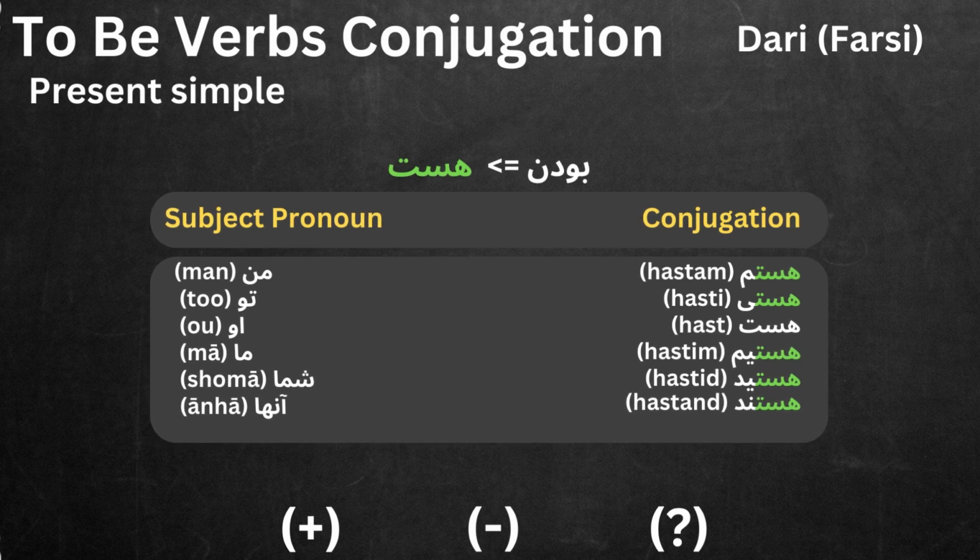In this video we are going to study to be verb conjugation in Dari or Farsi, and we are going to make some sentences with all subject pronouns so that you can learn how to make sentences with subject pronouns and to be verbs, plus negative and question form of the to be verb in Dari.